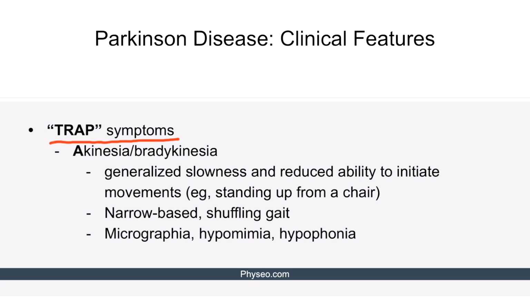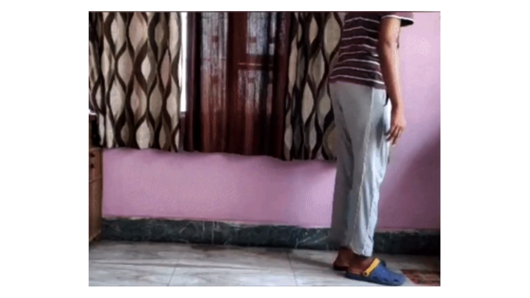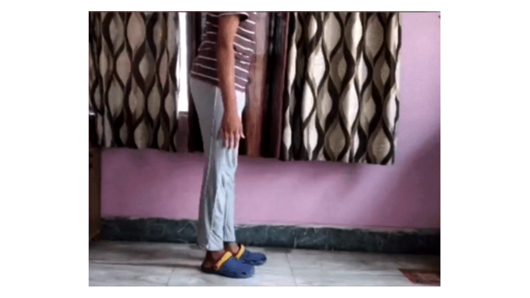Hypomimia, or masked faces, which is the loss or reduction of facial expressions, and hypophonia, which is the abnormal softness or weakening of voice, all related to bradykinesia and can be seen in a patient with Parkinson's disease. Here's how the shuffling, narrow-based gait of a Parkinson patient looks like.